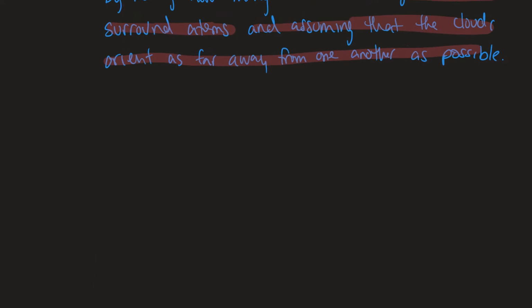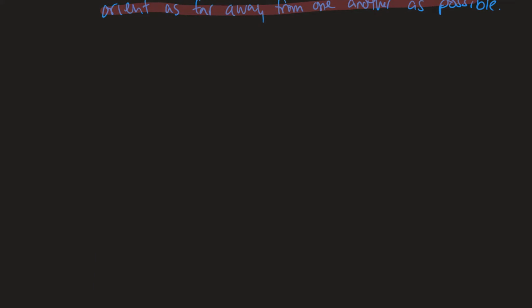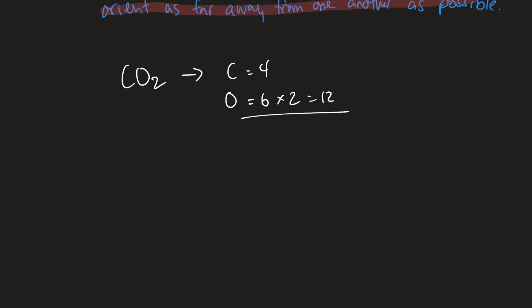So what do I mean by that? For example, consider carbon dioxide, CO2. If you go through the whole process of drawing the Lewis structure of carbon dioxide, let's do that for the sake of this. Carbon has 4 valence electrons, and each oxygen has 6. So there's 12 from the oxygens, and we add this up to get 16 valence electrons.